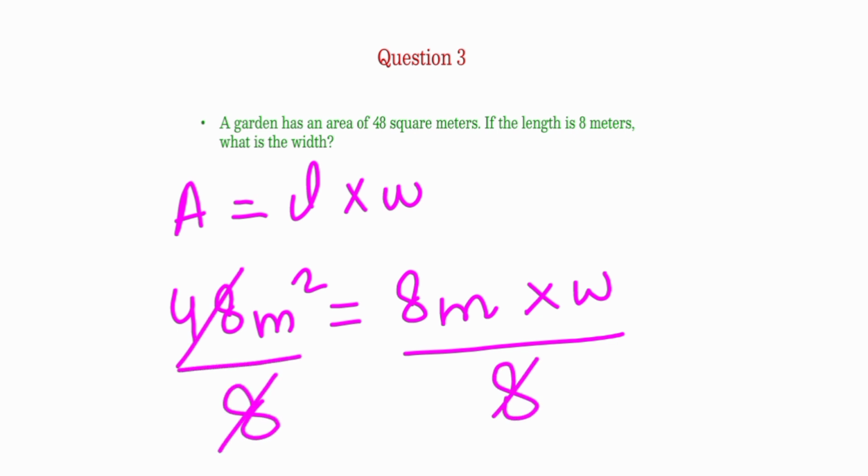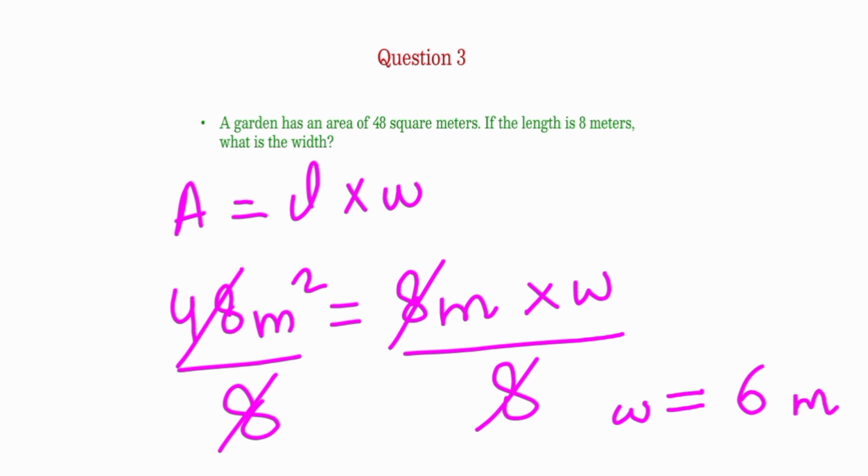we get the width. So 8 cancels out this 8 and we are left with the answer, and the width is equal to 48 divided by 8. If we divide 48 by 8, we get 6 only. So that means the width would be 6 meters.